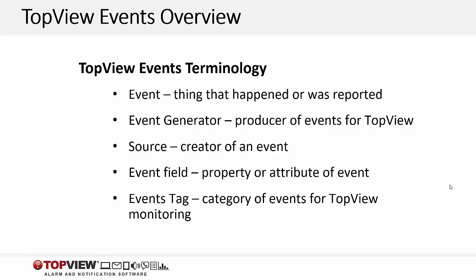Each event contains properties or fields that describe the details of the event. These properties include the source name, a timestamp, and additional fields based on the event generator. For MQTT, one of the fields is usually a sensor value. An events tag identifies a specific type or category of events that can be monitored by TopView. Each events tag is defined by an event generator and an optional event filter. An example events tag could be created to monitor all temperature sensor values published from sensors located in a certain area.